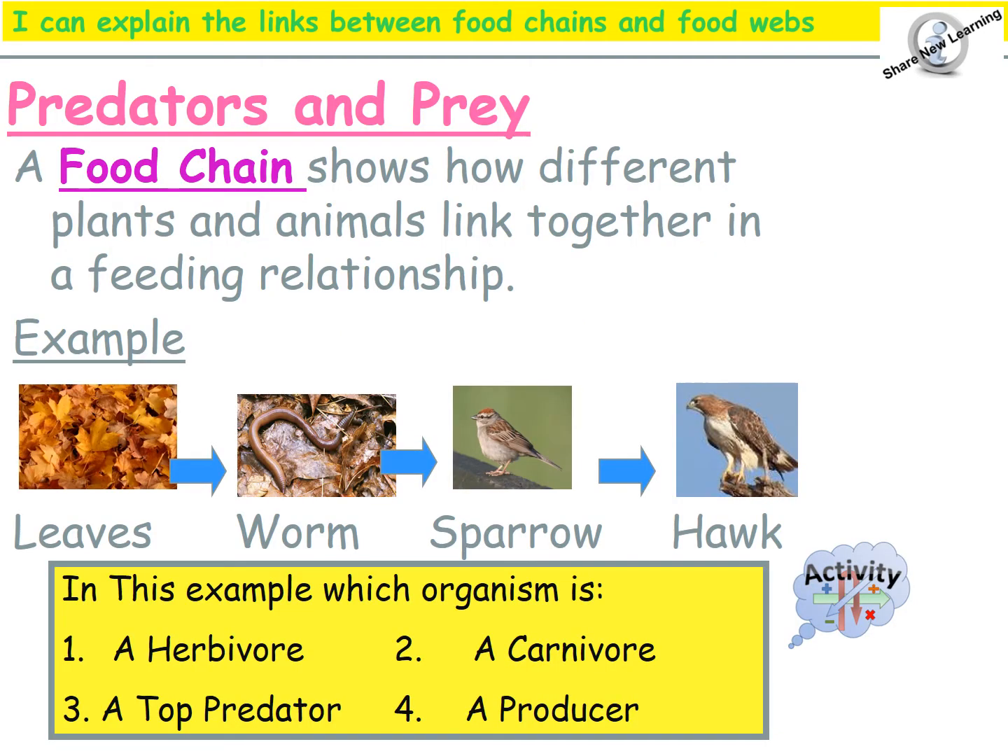In a food chain, you can also see the predators and the prey. Use the example below to identify which organism is an herbivore, a carnivore, a top predator, and a producer.